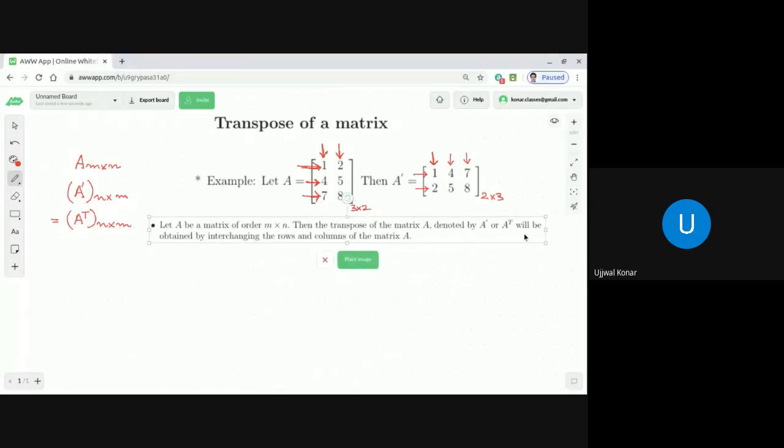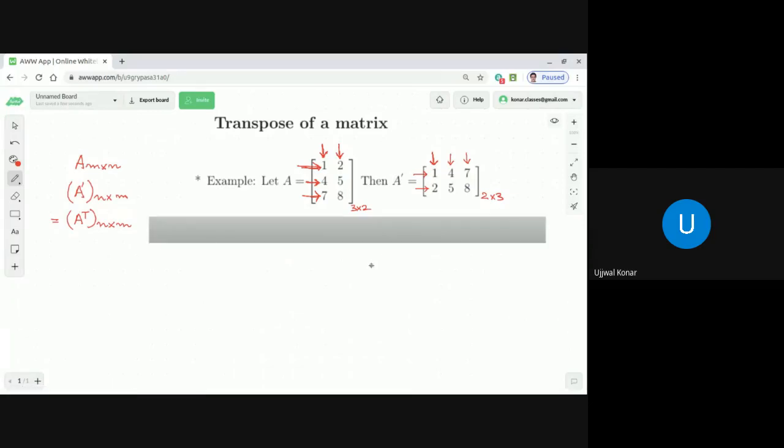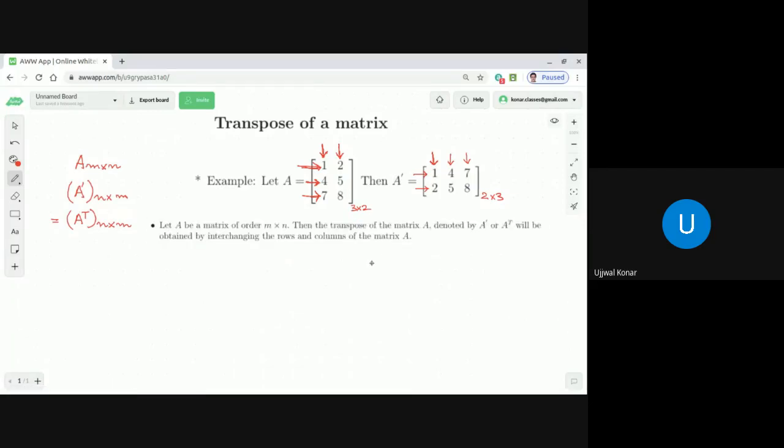So let A be a matrix of order m by n. Then the transpose of the matrix A, denoted by A prime or A power t, whichever way you want to denote it, will be obtained by interchanging the rows and columns of the matrix A, as we have seen in the example. So this is all about the transpose of a matrix. Now, dear students, the transpose of a matrix has some interesting properties, and that we are going to learn now. First, let me keep the note here and then we'll discuss.